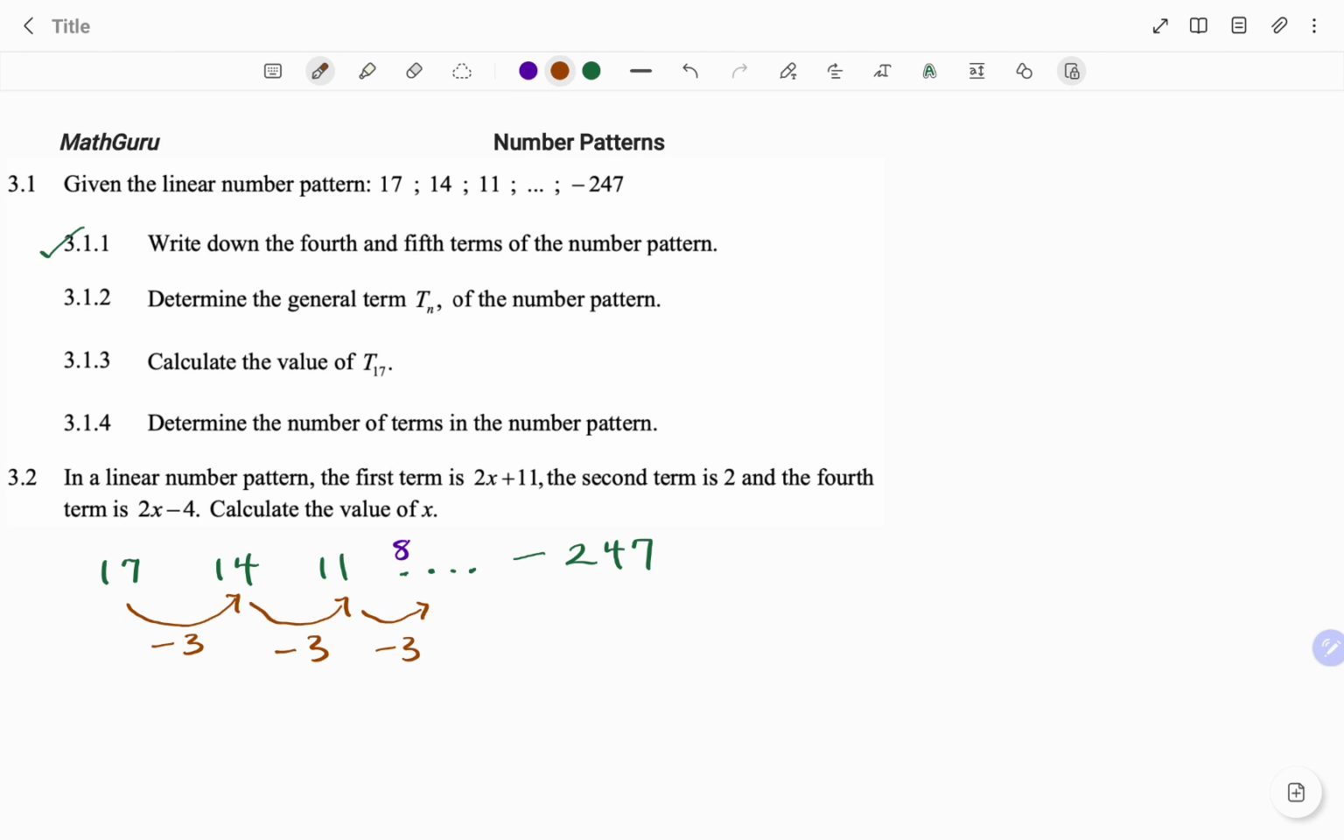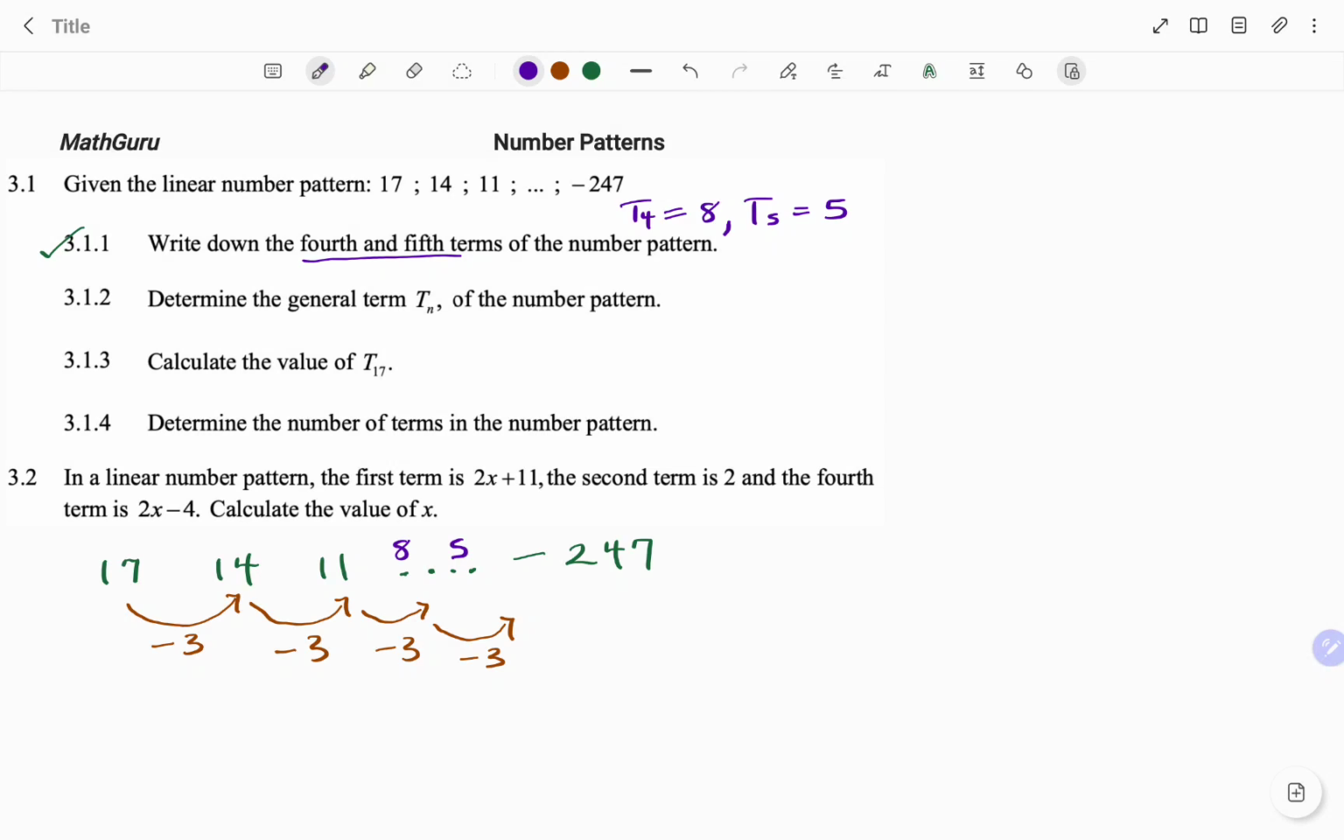And if I move from 8 to the next term by taking out the common difference, which is 3, 8 minus 3 would give me 5. So to find the fourth and the fifth term, I have T4 equals 8 and T5, the fifth term, equals 5.